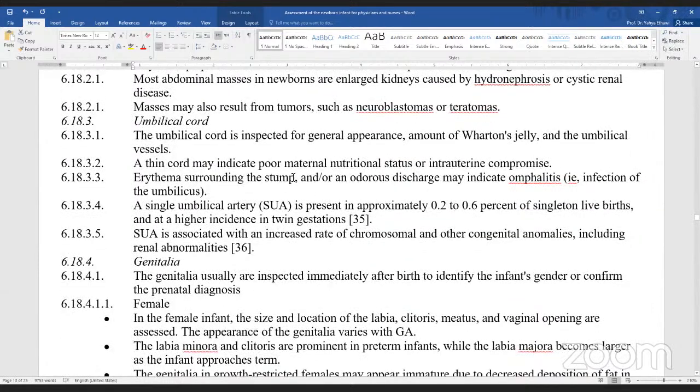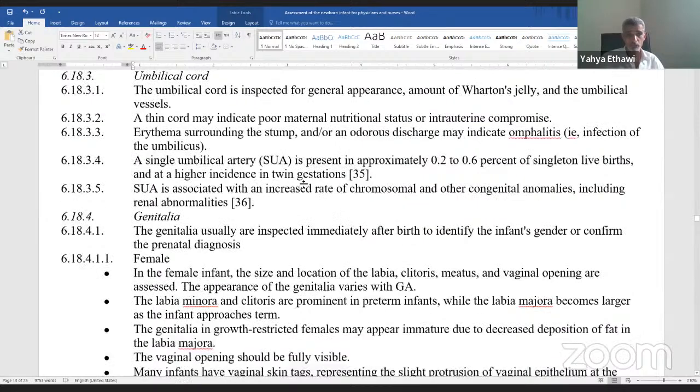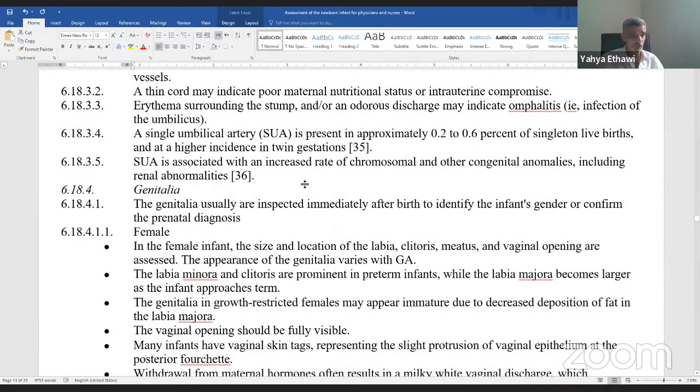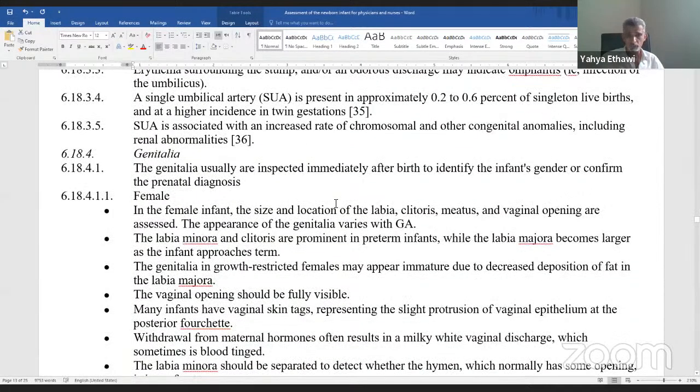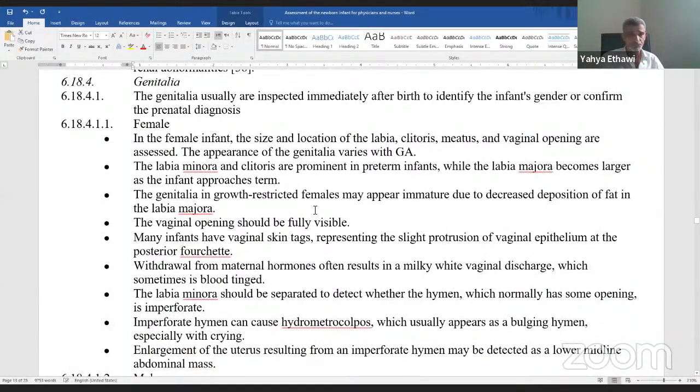Umbilical cord, we talked about it. Presence of cyst of the umbilical cord. Genitalia, very important. Say whether this is male or female. In the male, you have to know the size of the penis. The testes are descended or undescended. In the female, you have to look at the vagina. Labia majora should cover the labia minora. So it's very important to monitor that.